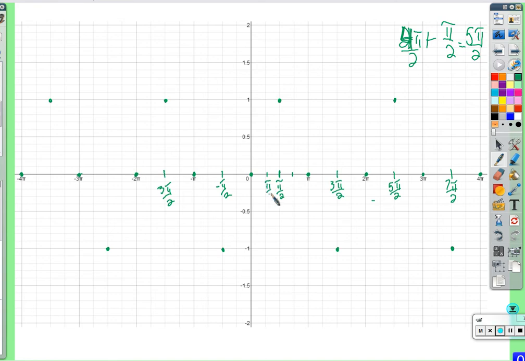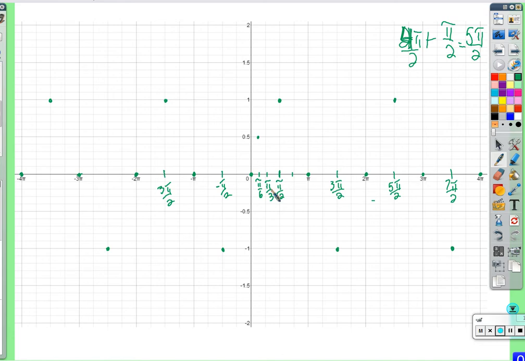Pi over 3. But what about this? What if I then cut that in half? Pi over 6. Half of a third is a sixth. Okay, let's look at pi over 6. What's the sine of pi over 6? 1/2.